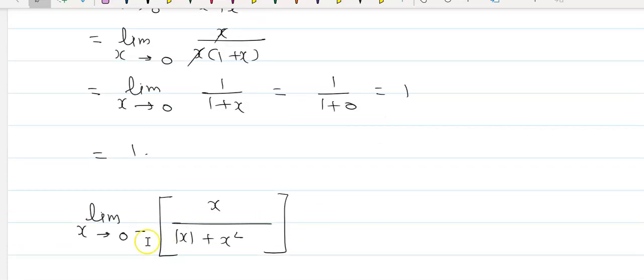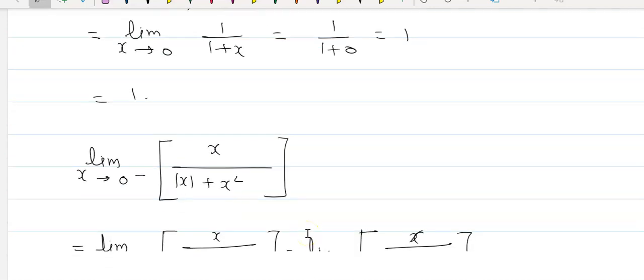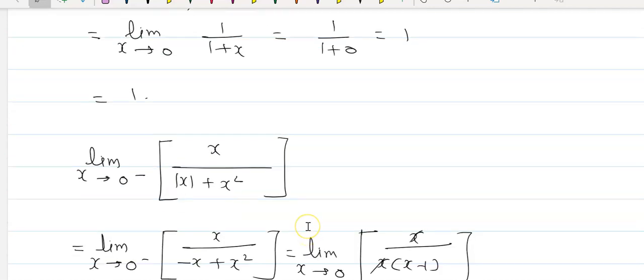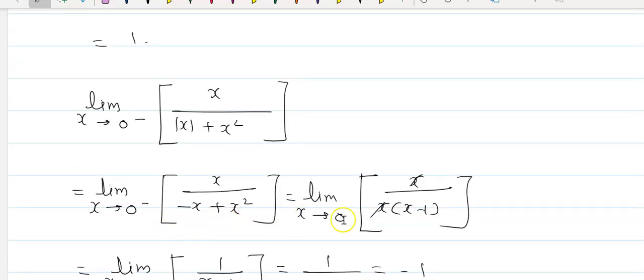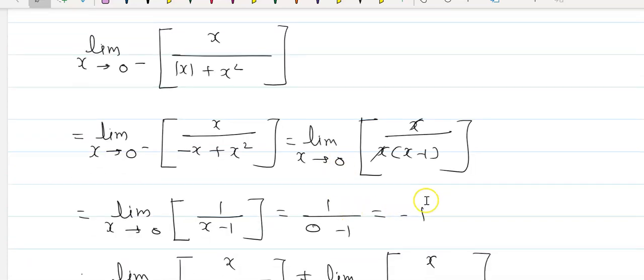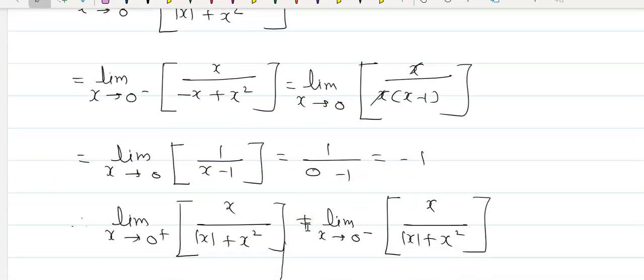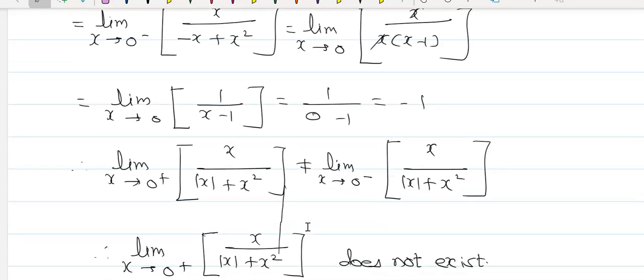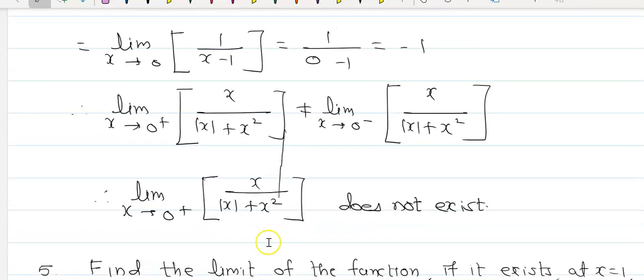Limit x tends to 0 minus, that is the left hand side limit, x upon mod of x plus x square. Here the value of mod of x is minus x. Minus x plus x square, take x as common, x gets cancelled. 1 upon x minus 1, that is equal to minus 1. Therefore both are not equal, and hence the limit does not exist.